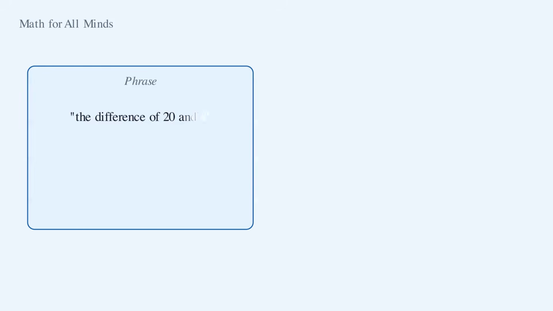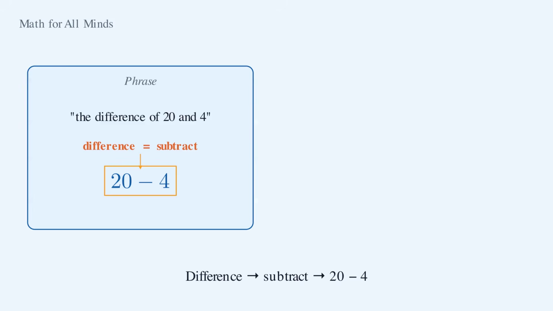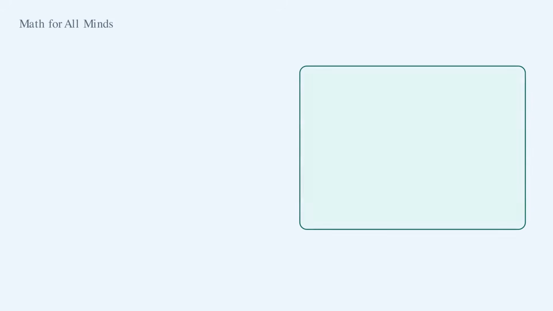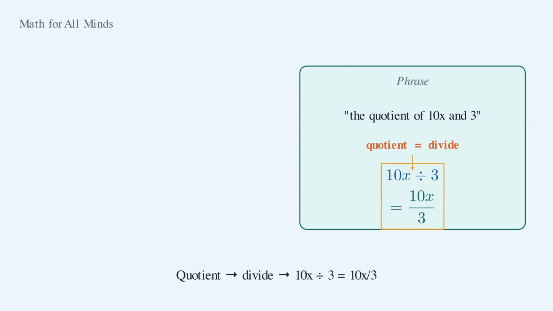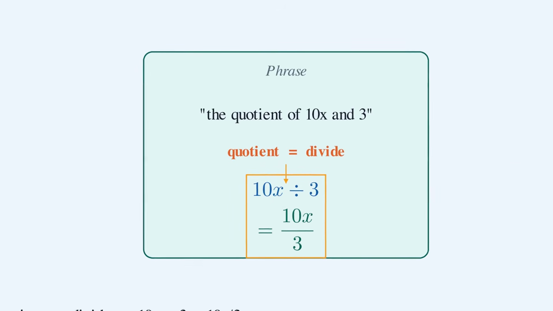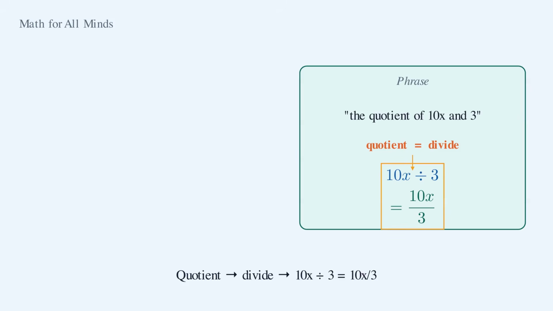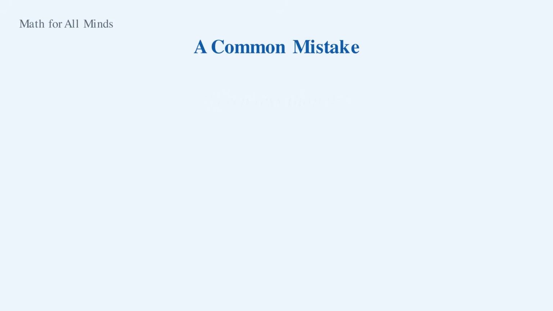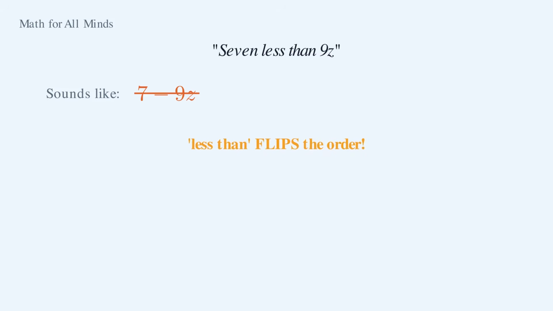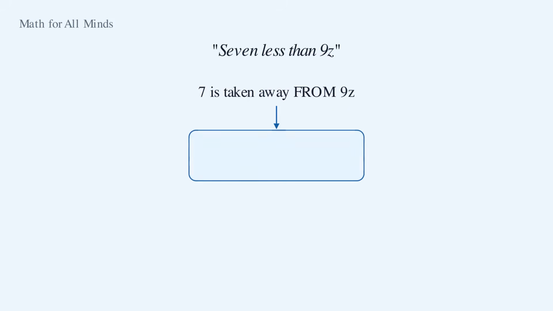Try this. The difference of 20 and 4. Difference means subtract, so it's 20 minus 4. Or the quotient of 10x and 3. Quotient means divide, so 10x divided by 3, which we can also write as the fraction 10x over 3. Here's where students trip up. 7 less than 9z. Sounds like it should be 7 minus 9z, right? But less than flips the order. It means 7 is being taken away from 9z. So the answer is 9z minus 7.